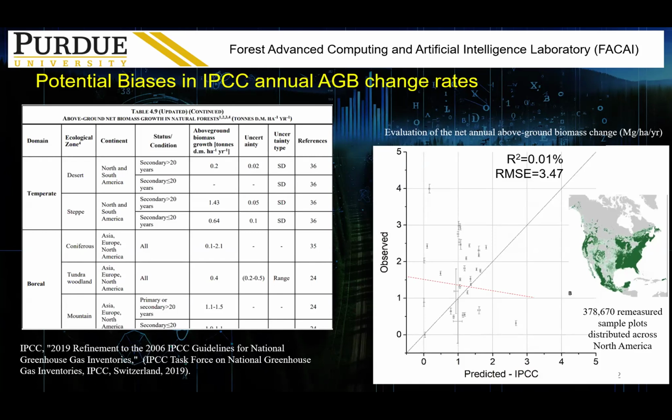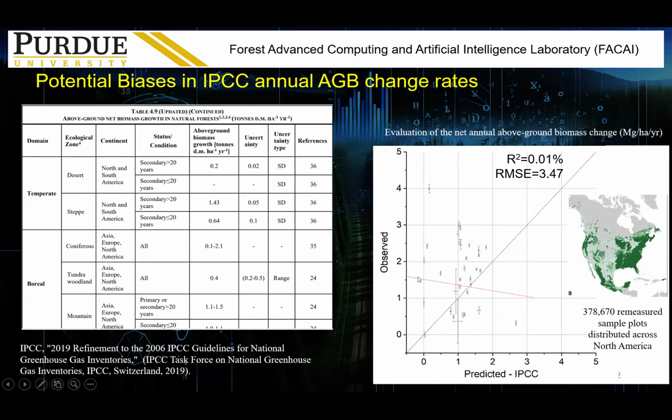So in order to find out, we have collected a whole bunch of remeasured sample plots that are distributed from across North America. And when I say a whole bunch, it's actually over 378,000 remeasured plots that we collected. So if you see the graph to the right, what we did is that we plotted the predicted number according to the IPCC, and then plot them against the observed number in the vertical axis. And then we do this for different ecoregions across the continent.